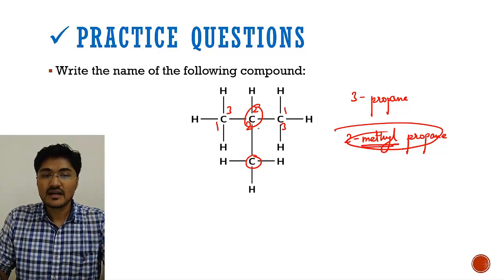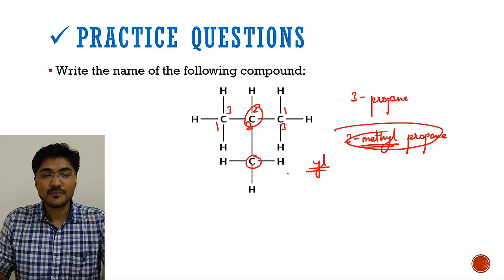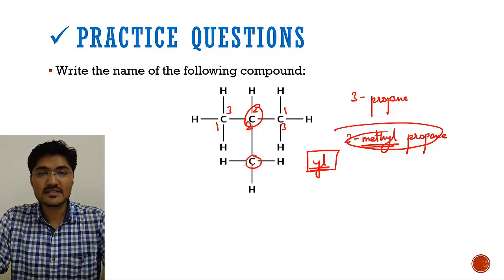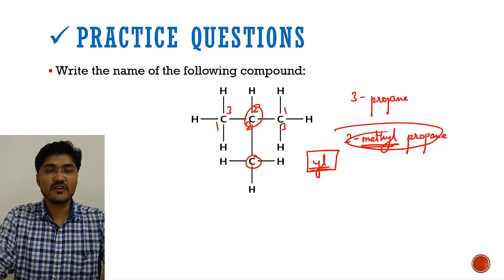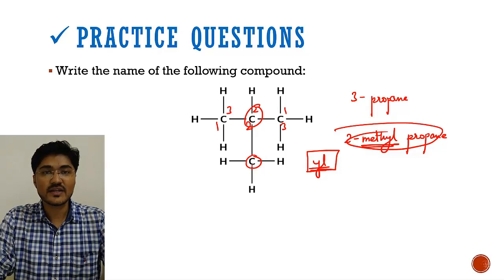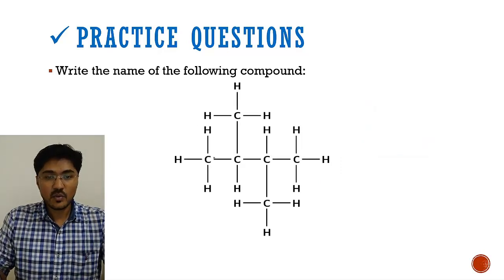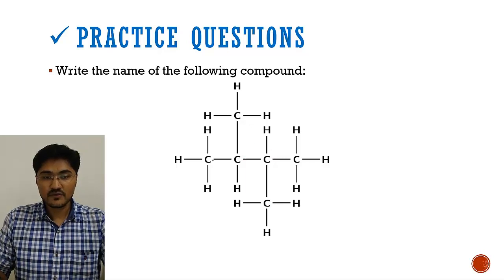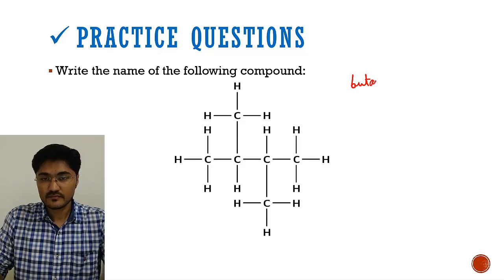Here methyl comes from this single carbon, and YL is the suffix used for a branch. You need to memorize this, that YL is the suffix. So 2-methyl propane is the IUPAC name for the given compound. Let's see the next one. Similar question, 1, 2, 3, 4, 1, 2, 3, 4. So we have 4 maximum, so it will be butane because of 4 carbons.